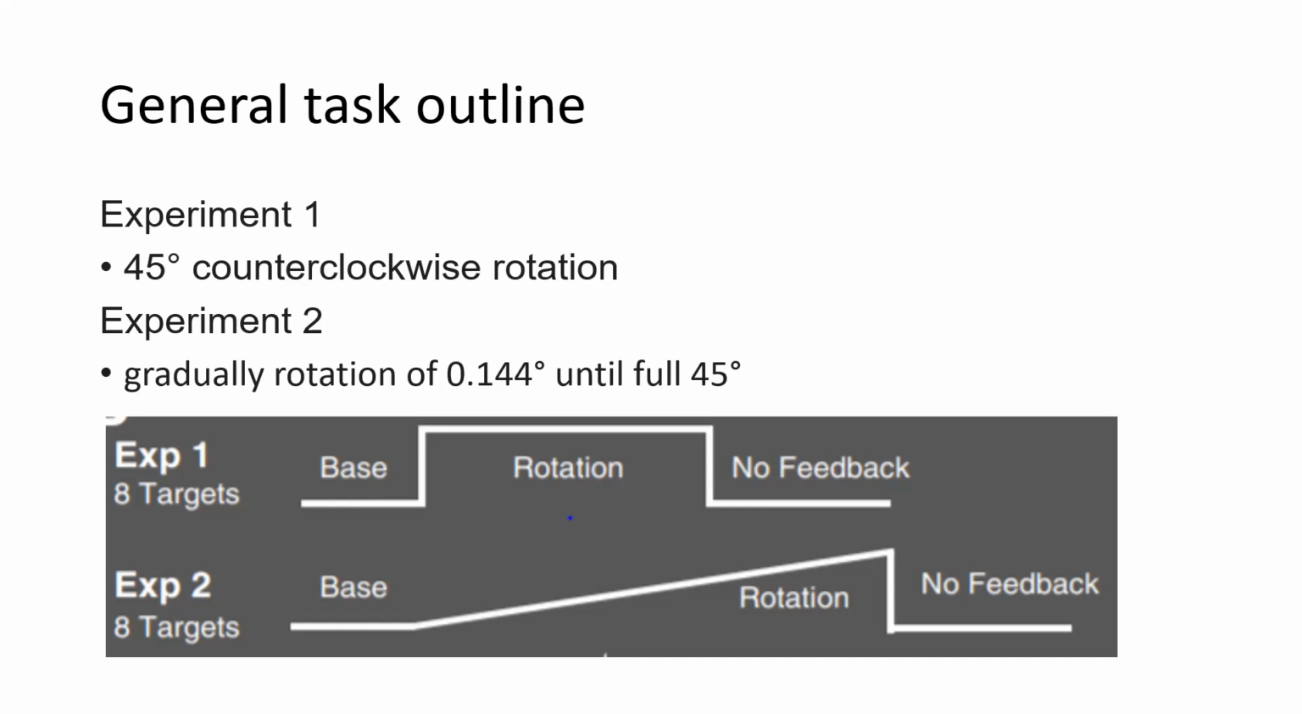The only difference in experiment 2 is that the rotation phase is represented by a linear slope showing the gradual increase in the discrepancy between hand and vision. And also the rotation phase is longer in experiment 2, and I will explain why in a moment.